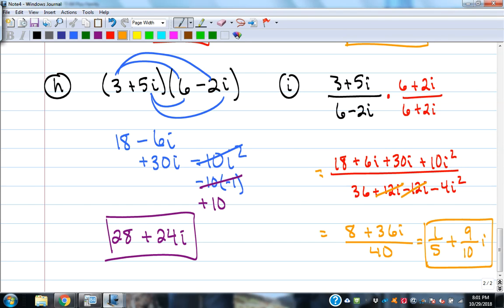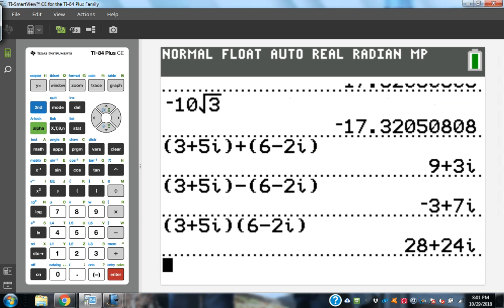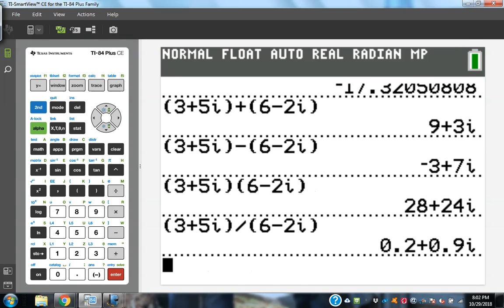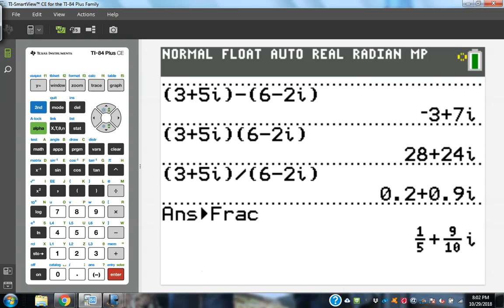I wonder if I get the same thing if I just do this in the calculator. Parentheses 3 plus 5i divided by parentheses 6 minus 2i. I'm going to hit math, enter, enter. I get the same answer. I probably would never do a complex number multiplication or division by hand. It gave me the decimal here, and I hit math and enter twice to turn it back into a fraction. That's all I'm doing.